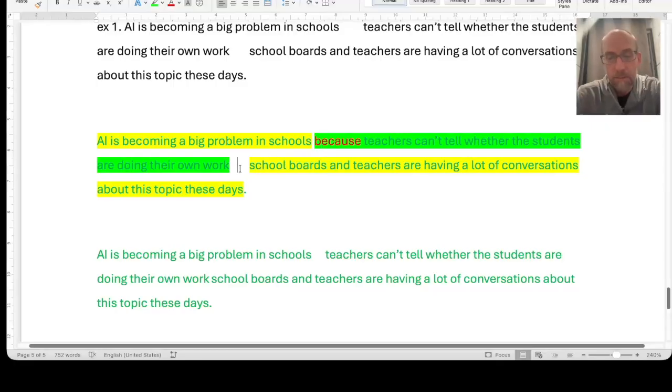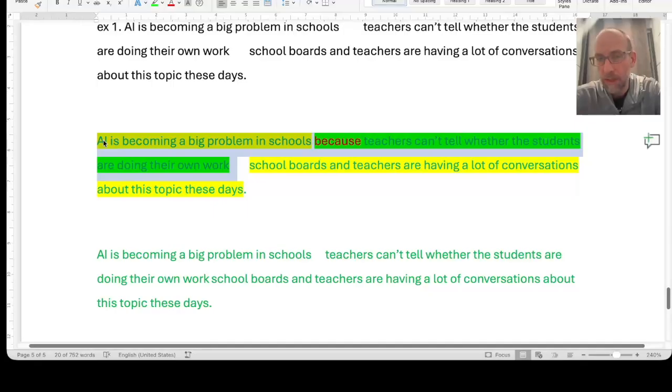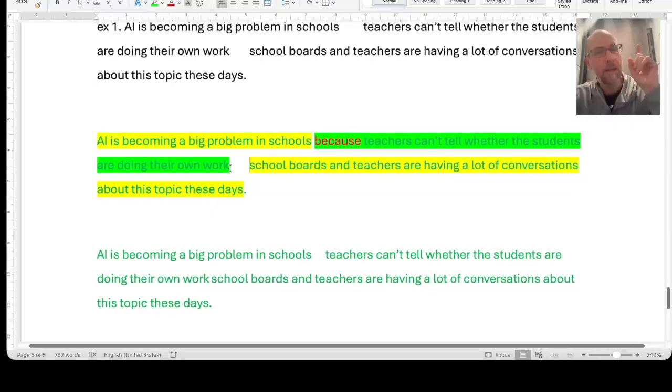In this case, I think I have to do one more step here because I think this is one idea. AI is becoming a big problem in schools because teachers can't tell whether the students are doing their own work. That's the issue. And then the result of that is all of this stuff here. So I think at this point, we have to make a little bit of a step here. I'm not joining a dependent to an independent. Are you ready for this? This is going to blow your minds. Ready for this step in logic?